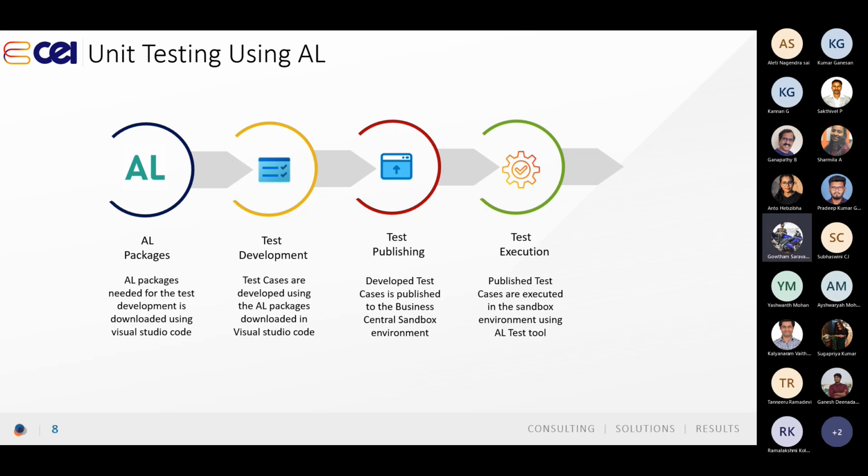Coming to the last phase of unit testing, which is test execution. It is done using the AL Test Tool. This tool provides test runner configuration. This is one of the best features provided by the AL Test Tool. It provides two configurations: environment isolated and environment isolation disabled. Okay, so what is this?